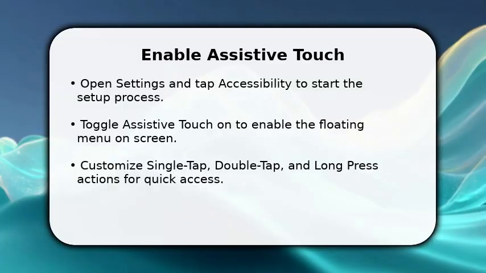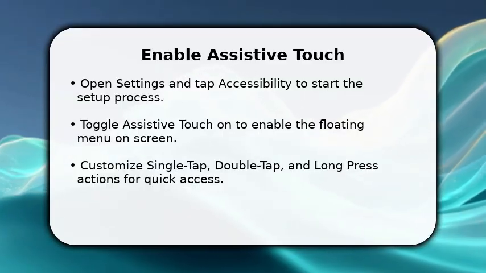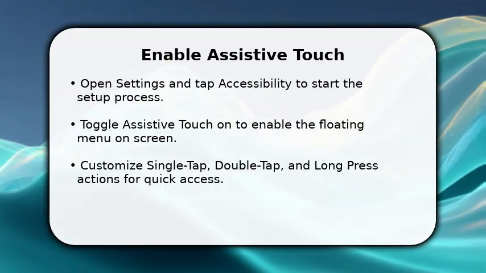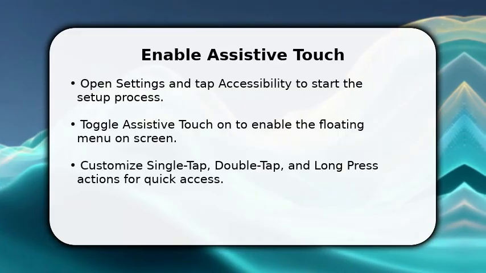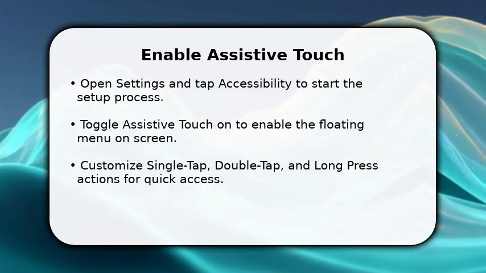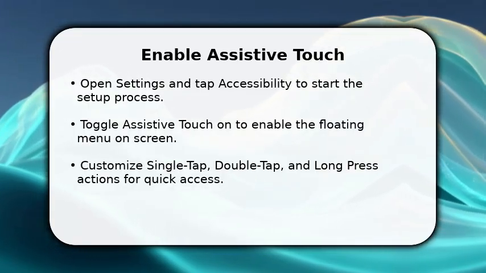Enjoy the video. Open Settings and tap Accessibility to start the setup process. Look for the Assistive Touch option listed under Touch. Toggle Assistive Touch on to enable the floating menu on screen. The floating icon appears and stays above apps until you disable it.